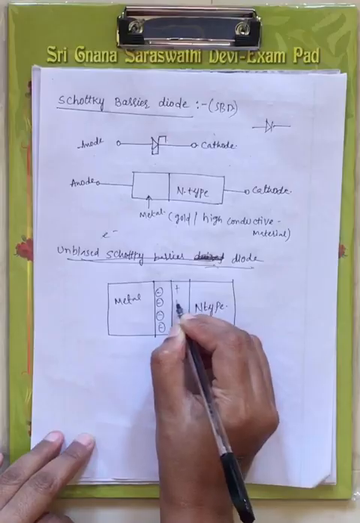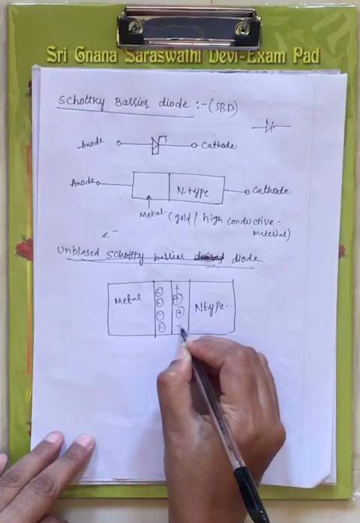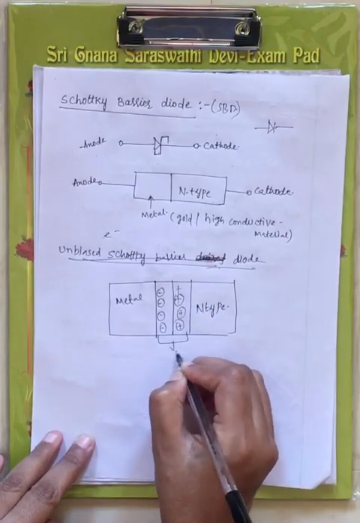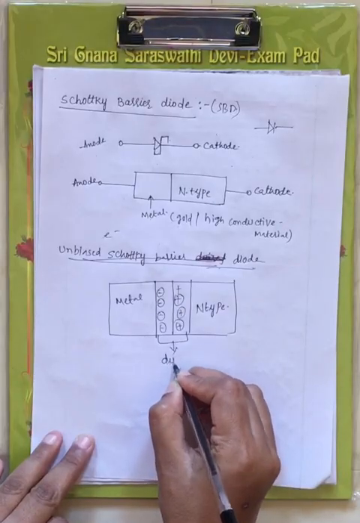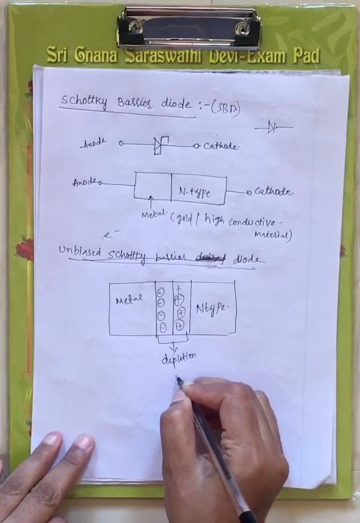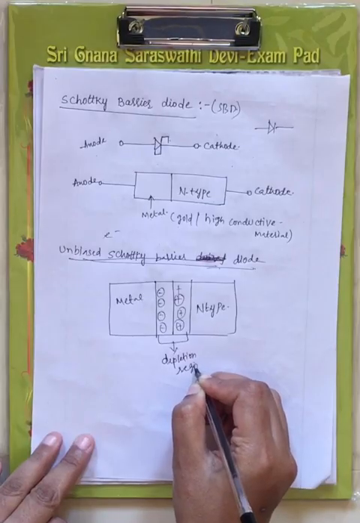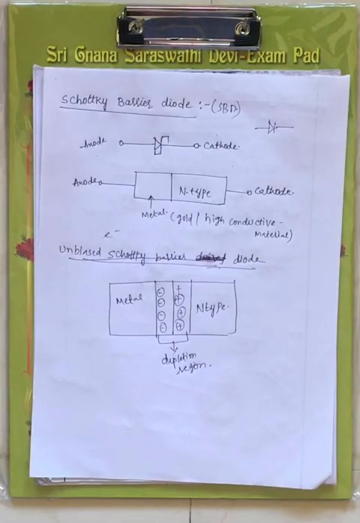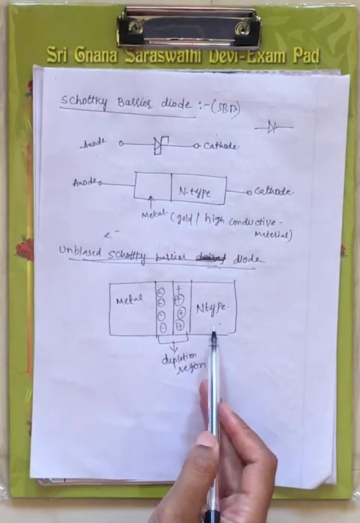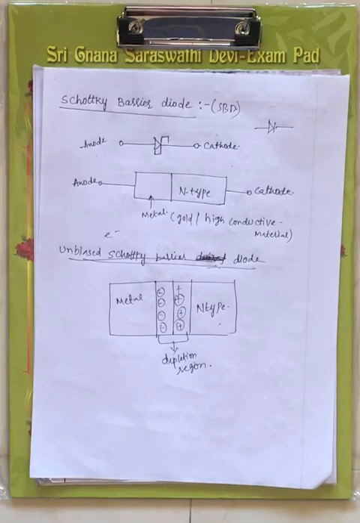Now how are we getting this particular depletion region under the unbiased Schottky barrier diode? Let me explain. First let me draw this structure of the unbiased Schottky barrier diode. You have metal that is diffused with n-type. Now how is this depletion region formed?